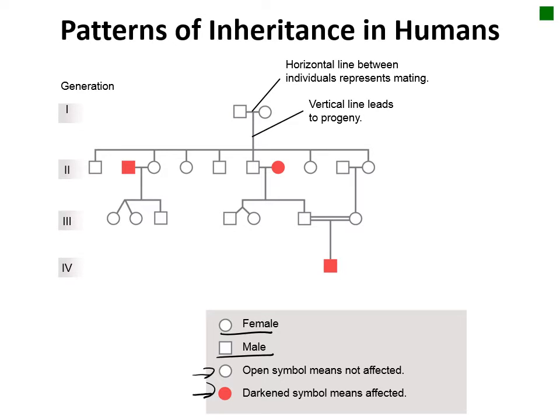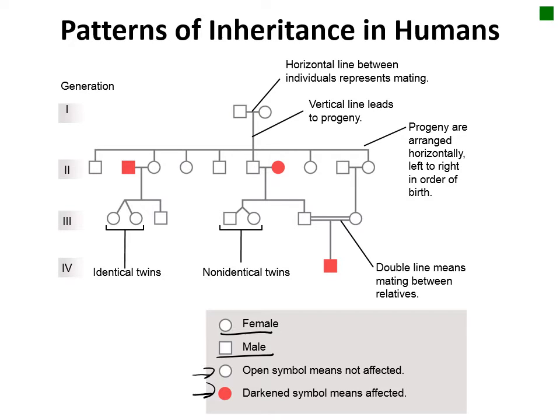The siblings in a generation are connected with a horizontal line above the symbols and are arranged from left to right in the order of birth. Other symbols which are not seen as often include a double line indicating mating between relatives and lines identifying twins.